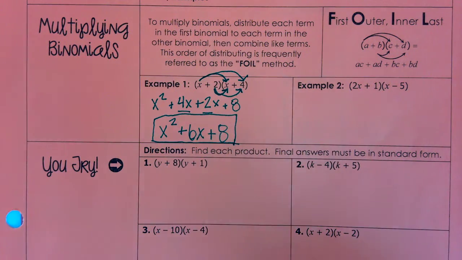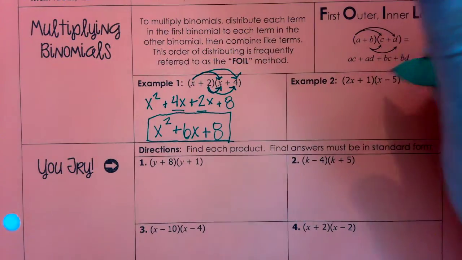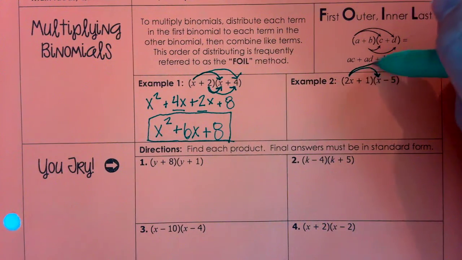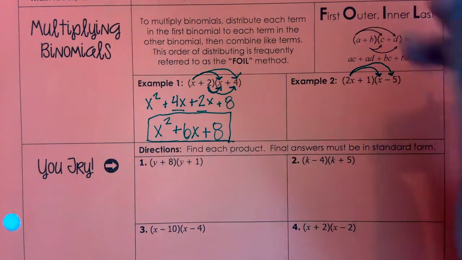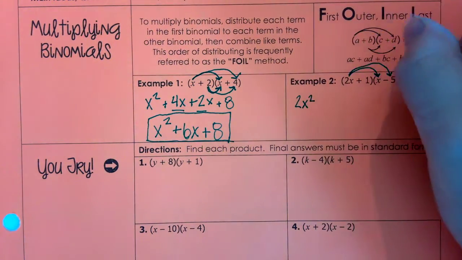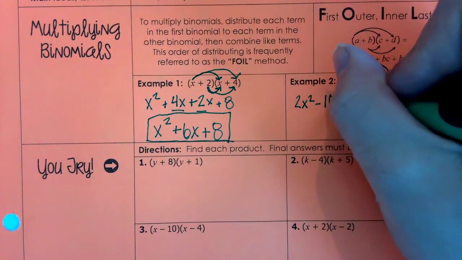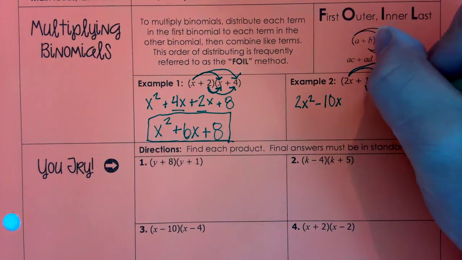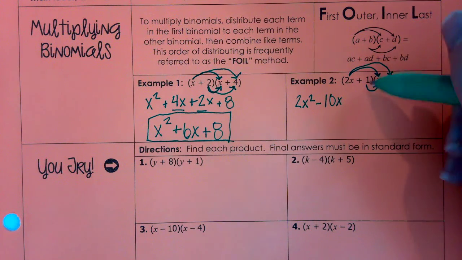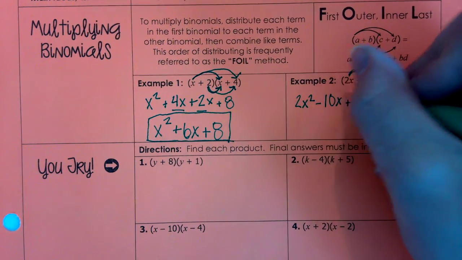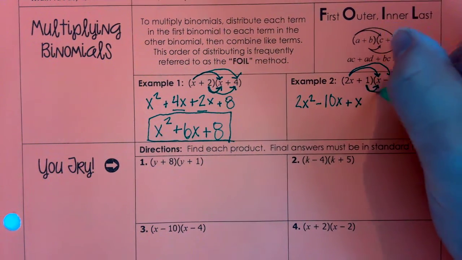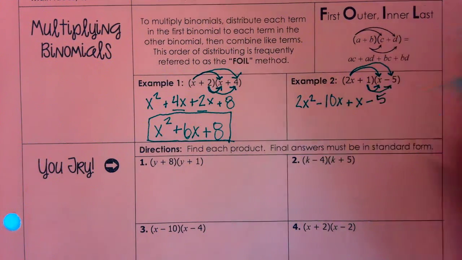So now we're going to look at our next example. I have my first term, which is 2x. So I'm going to take 2x times x and 2x times negative 5. Well, that's going to get me 2x squared, and then a minus 10x. Now I'm going to get 1 times x, because I've done twice on the top, now I'm going to do twice on the bottom. I'm going to get plus x or 1x. You can write it either way. You'll see it most commonly done as x. And then 1 times negative 5, which is minus 5.